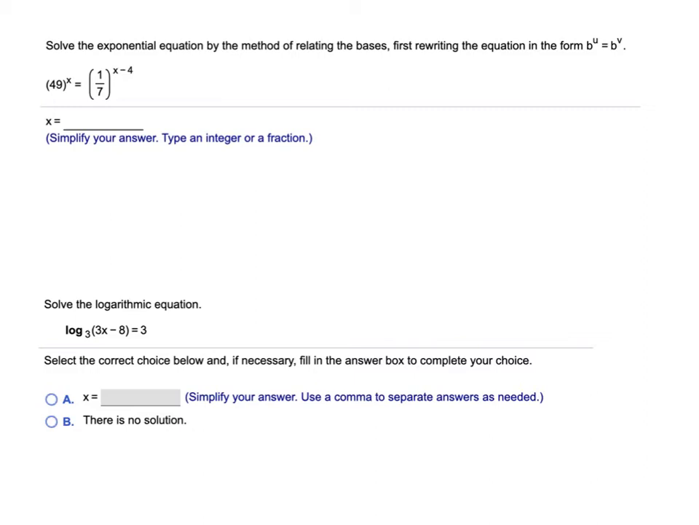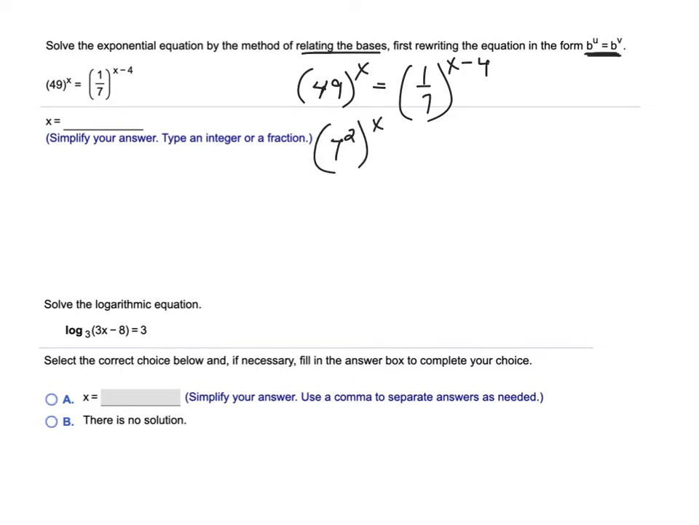Okay, let's look at the exponential equation. Our goal here is to relate the bases, right? And so if we can write them in terms of the same base, we'll be able to solve it. So let's look at 49 to the x, and 1/7. Well, we know that 49 is the same as 7 squared. So I'm going to recopy that. And then we know that 1/7, we can bring 7 to the numerator, just by writing it as 7 to the negative 1. So I'm going to rewrite that. And so now we have 7 and 7 as our bases.